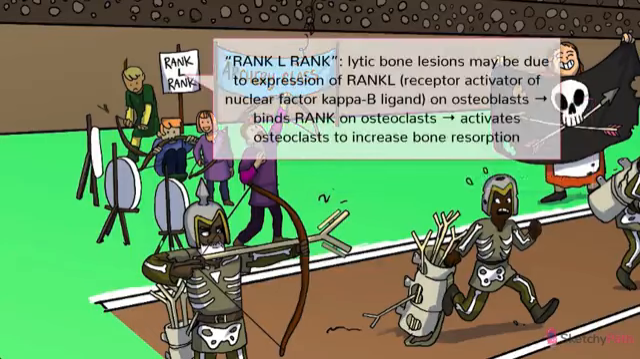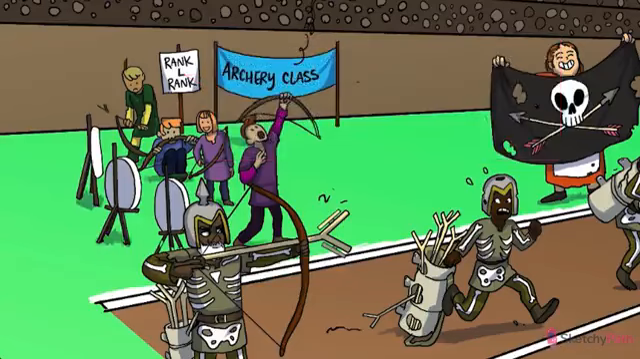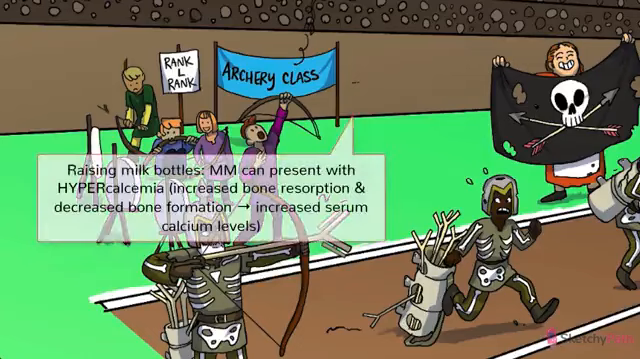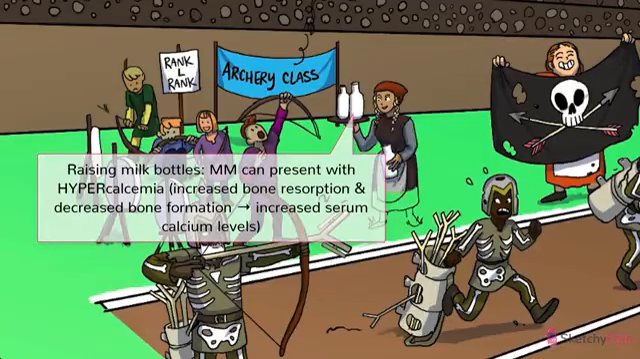Anyways, while the exact mechanism of this is unclear, it seems that expression of RANKL, receptor-activated nuclear factor kappa B ligand, by osteoblasts is an important part of the process. RANKL binds to RANK on osteoclasts, increasing their bone resorption activity. Meanwhile, osteoblast function is suppressed, contributing to decreased bone formation. Increased bone resorption and decreased bone formation increases calcium levels in the blood.